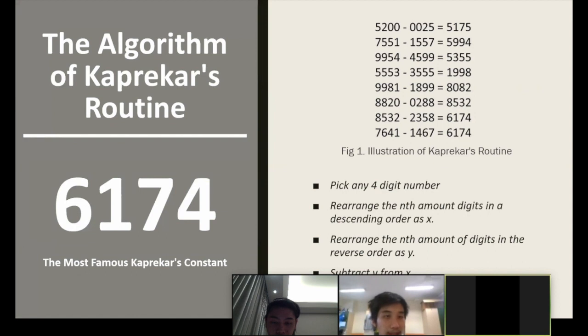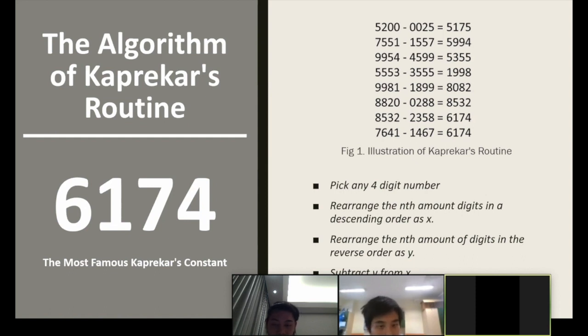Okay, so what is Kaprekar's routine? Basically, we pick any 4-digit number, arrange it in descending order, and set that as x. We arrange the same number in reverse order, subtract the numbers from each other, and repeat this process until we reach the constant 6174, and this is true for all 4-digit numbers.